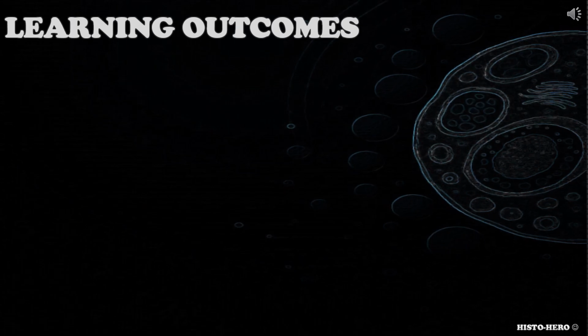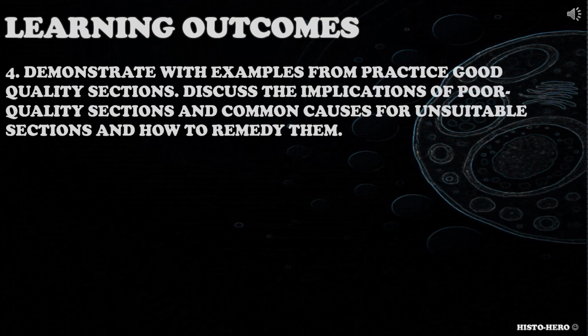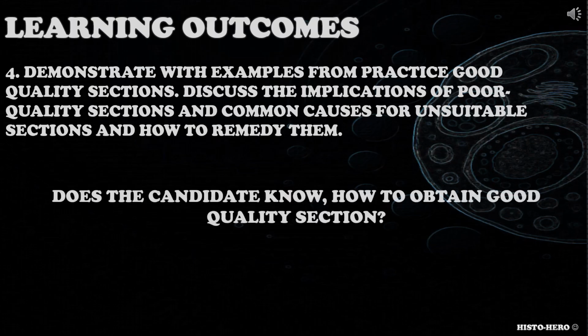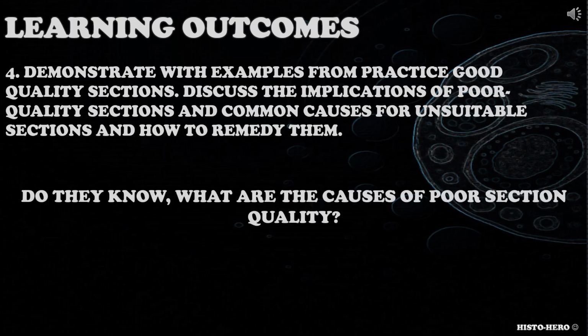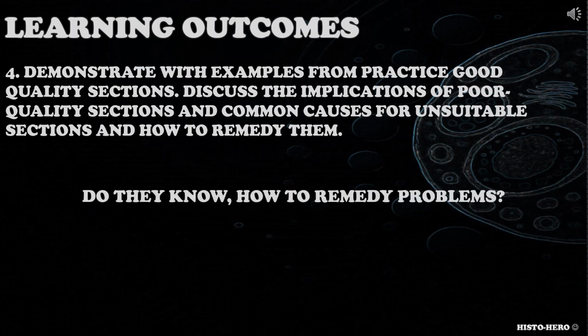The fourth learning outcome is, demonstrate with examples from practice good quality sections. Discuss the implications of poor quality sections and common causes for unsuitable sections and how to remedy them. Candidate needs to take good quality sections and discuss implications of poor quality sections. Does the candidate know how to obtain good quality section? Do they know what are the causes of poor section quality? Do they know how to remedy problems?